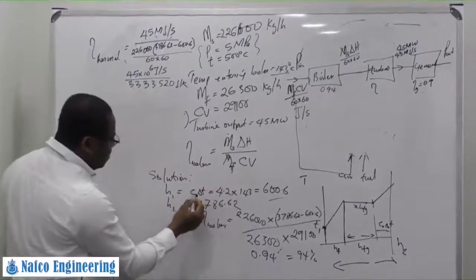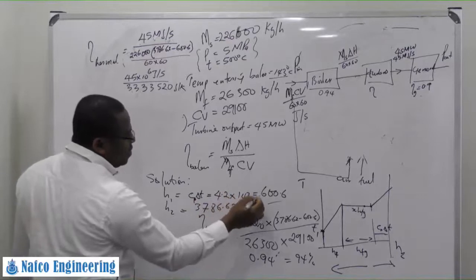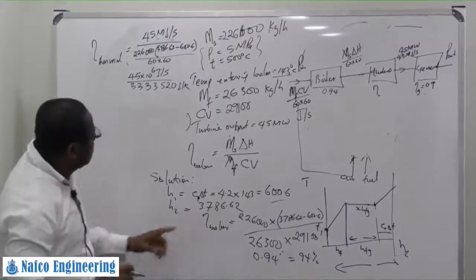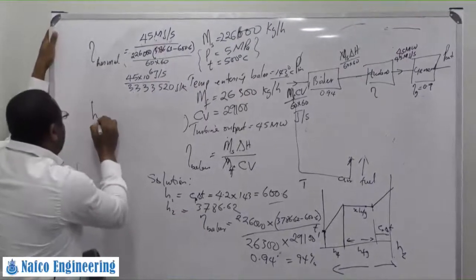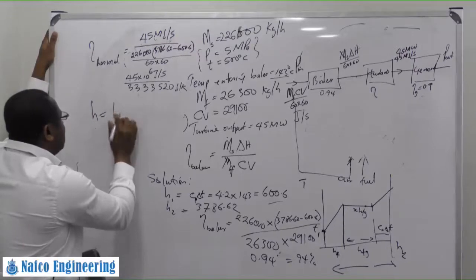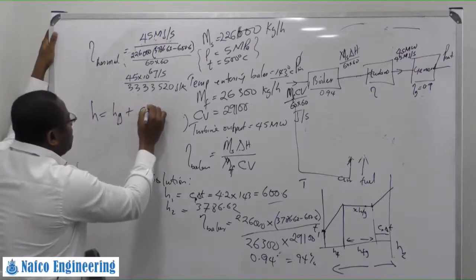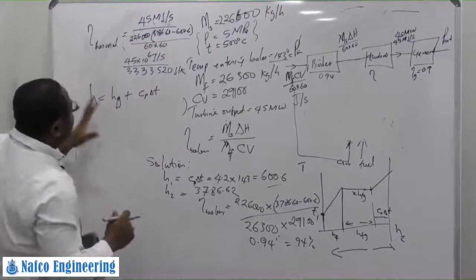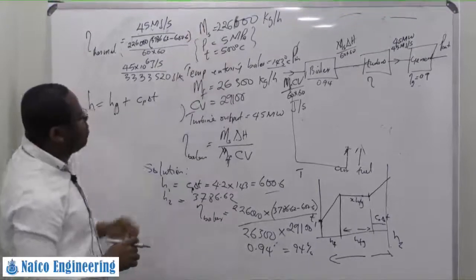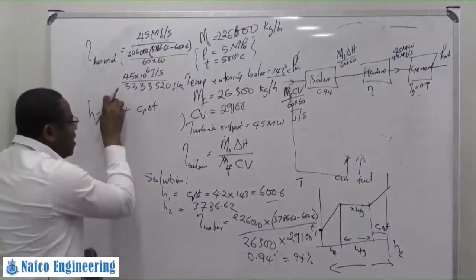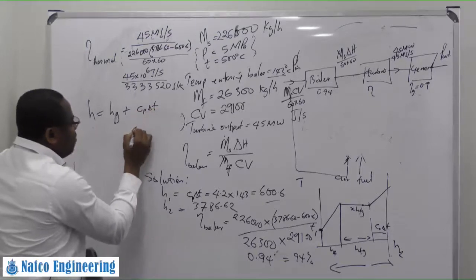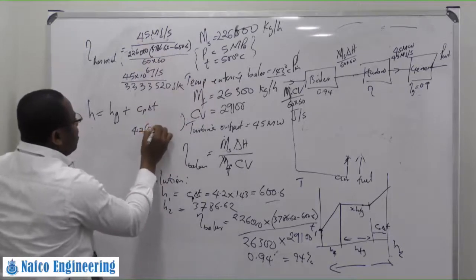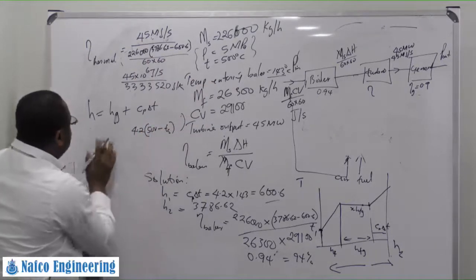Now, we have CPT to be 4.2 by 143, which is that, right? We got that, isn't it? Now, what I'm asking is that for H2, we said is H gas plus CP delta T, right? And we said that this is superheated, and we use our superheated steam, get energy plus DCP, and that was 4.2 into the difference in temperature, which we said is 500 minus the TS. So at the end of the day, we got.